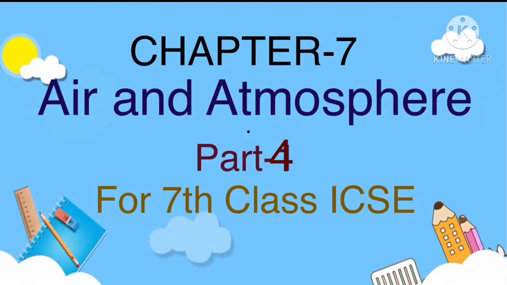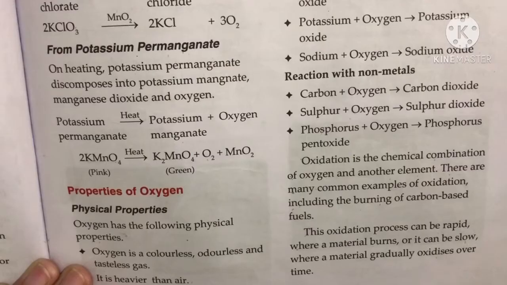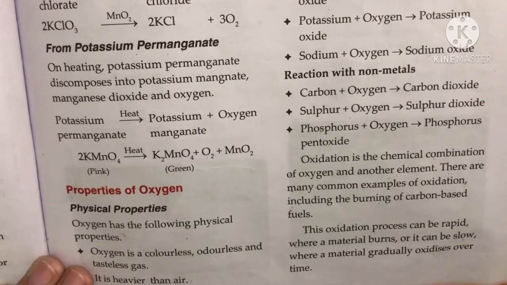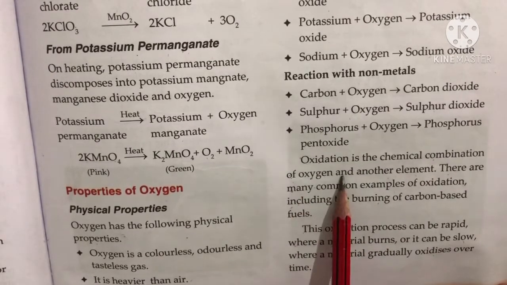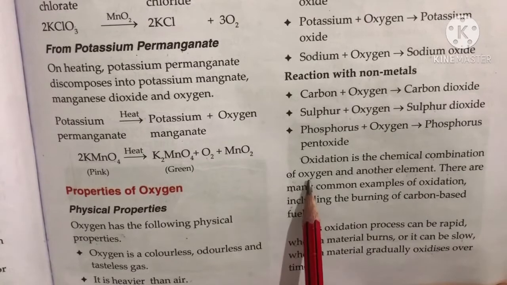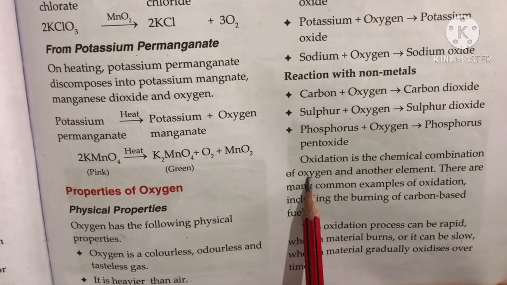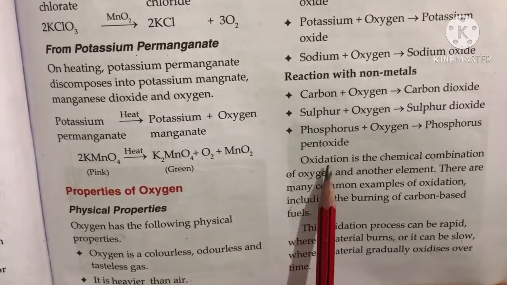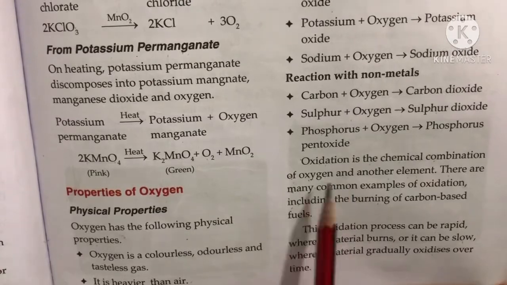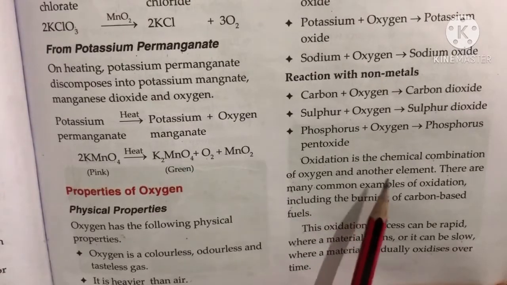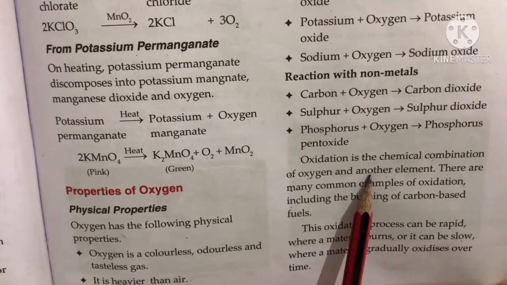In the previous video we started oxygen and already covered its properties and preparation. In this video we are going to start oxidation. So what is oxidation? Oxidation is a chemical combination of oxygen and another element. When oxygen combines with another element, that process is called oxidation. It causes combustion. So when oxygen combines with any other substance, it will cause combustion.